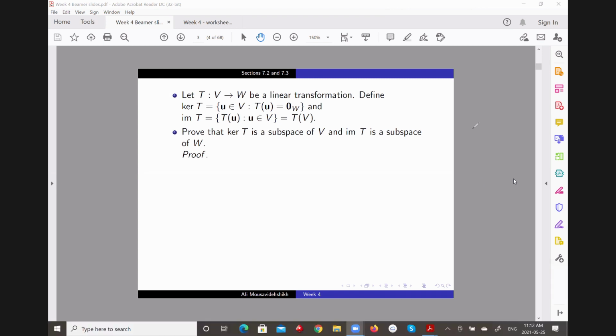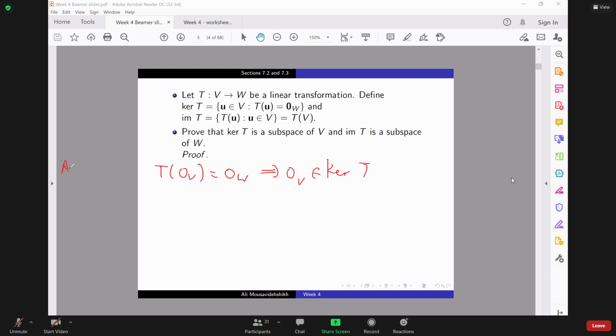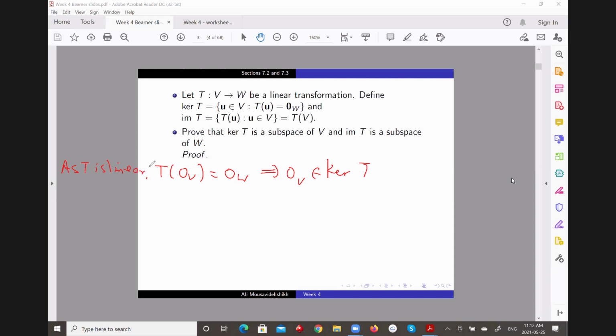So we want to prove that the kernel is a subspace. So notice T of 0V is equal to 0W, which implies that 0V is in the kernel. Why? Remember, T is a linear transformation. This is using that T is linear. So we have T of the zero vector in V is equal to the zero vector in W, so 0V is in the kernel of T.